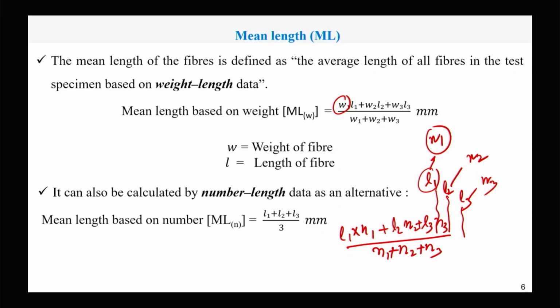This process actually it's tedious, it takes longer time, whereas the mass based is quicker. So we simply take the mass of the fiber. So number of fibers counting is very difficult.